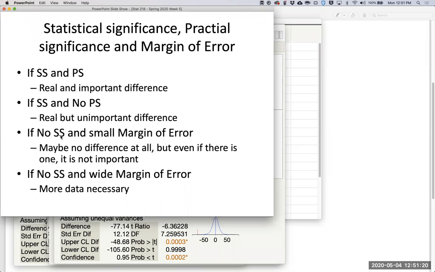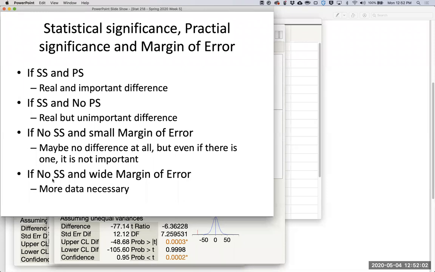What about no statistical significance and a small margin of error? There might be no difference at all, but even if there was a difference, it's a difference you don't care about. I mean, seriously, no statistical significance means we can't even spot a difference. And the margin of error being small really means that we're pretty precise in our knowledge about the difference of the population means. And if that is small, there's not a noticeable difference. But if there was a real difference, it wouldn't be very far from zero.